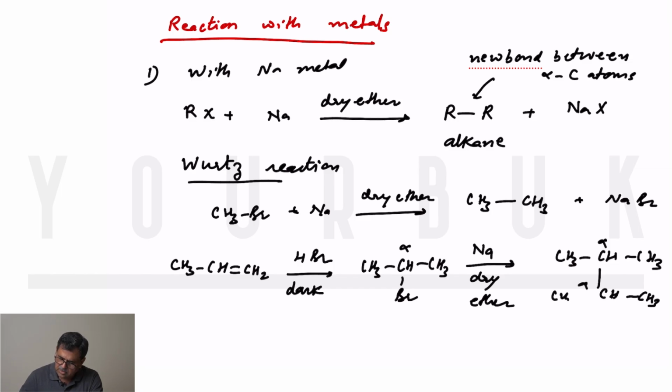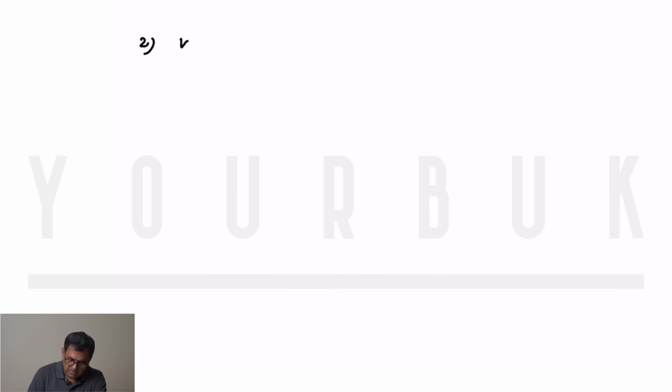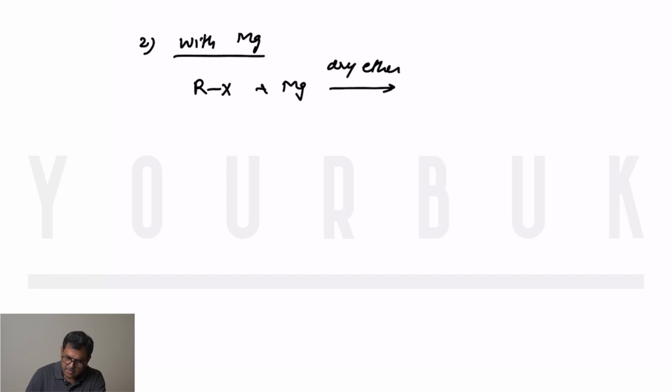So the answer to this question is 2,3-dimethylbutane. So this is a reaction with sodium metal. Now the second reaction is with magnesium. Haloalkanes on reaction with magnesium, again in the presence of dry ether, anhydrous condition, give an organometallic compound called Grignard reagent. This is a very versatile reagent in organic chemistry called Grignard's reagent.